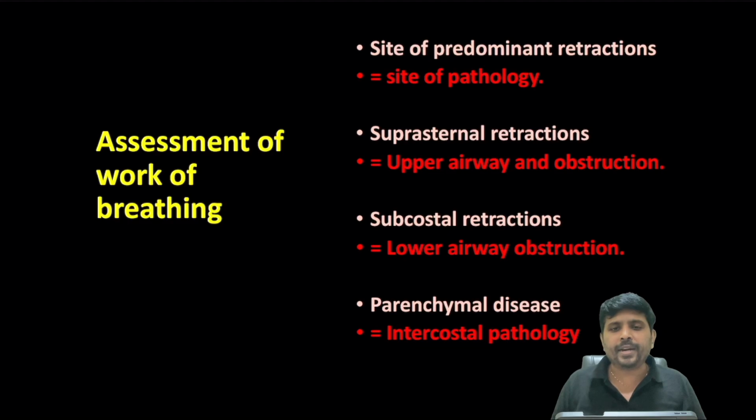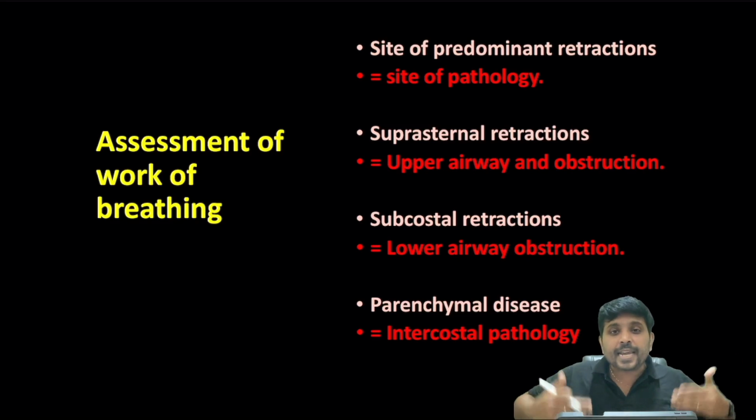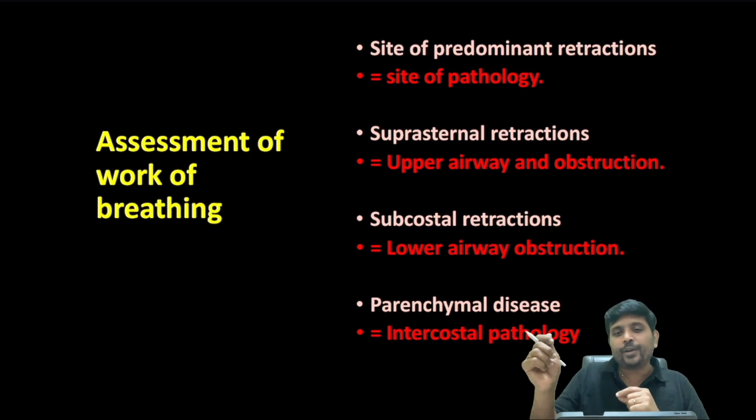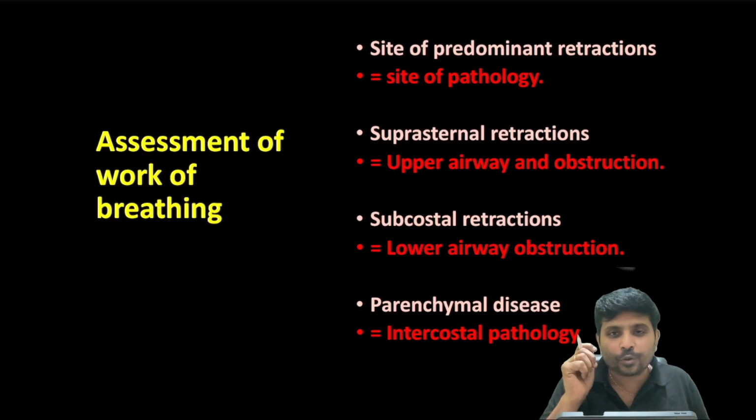And finally, parenchymal disease is usually associated with intercostal retractions. It means the most common cause is pneumonia. So when you have suprasternal retractions, the answer is stridor, upper airway obstruction. Subcostal retractions means expiratory airway obstruction. Intercostal retractions means parenchymal pathology. So this is how you can get a diagnosis even without seeing the child.